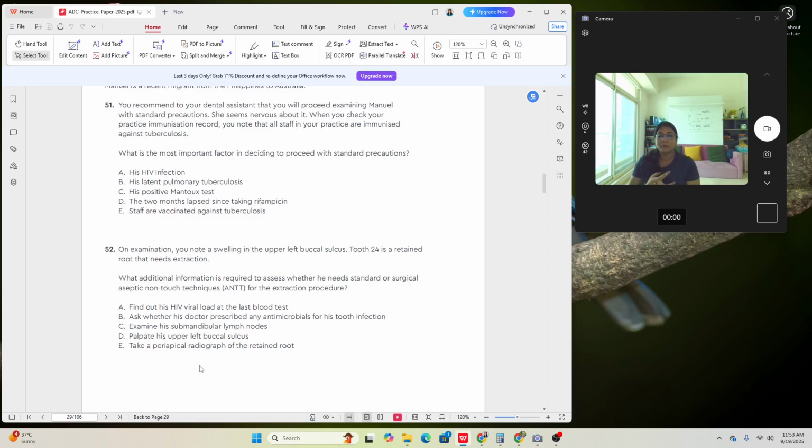Examine his submandibular lymph nodes. Why? Palpate his upper left buccal sulcus. I mean, you can do that to get an understanding of the anatomy, but what else? Take a periapical radiograph of the retained root. Yes, this is the answer. So many candidates chose option number A, and I was like, why? Why are you getting HIV in between the anatomy of the root? You understand? So this is how you answer this question.